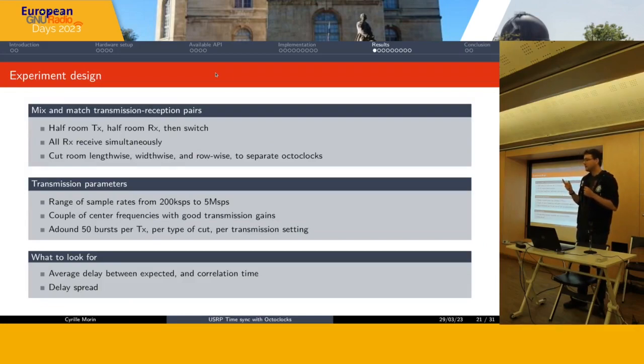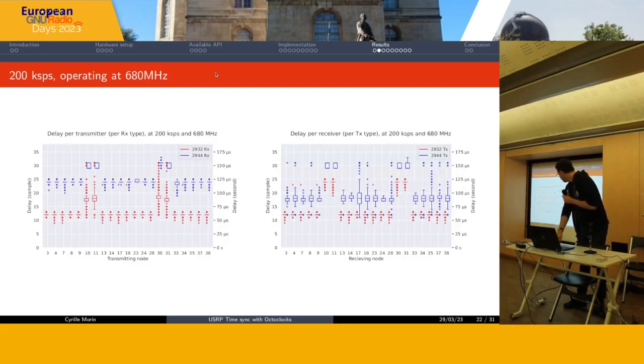Keeping in mind that there can still be some delay attributable to noise in the correlation itself, so we don't expect to have a very precise median. I don't know if you can see that, but we've got 2 box plots. In this case, we are at the minimum sample rate that the USRPs can provide, so 200 kilosamples per second.